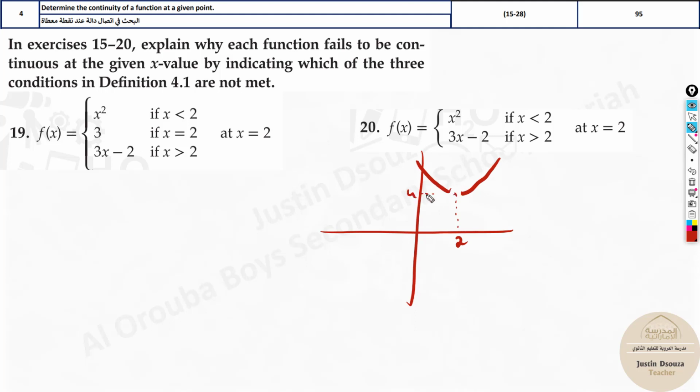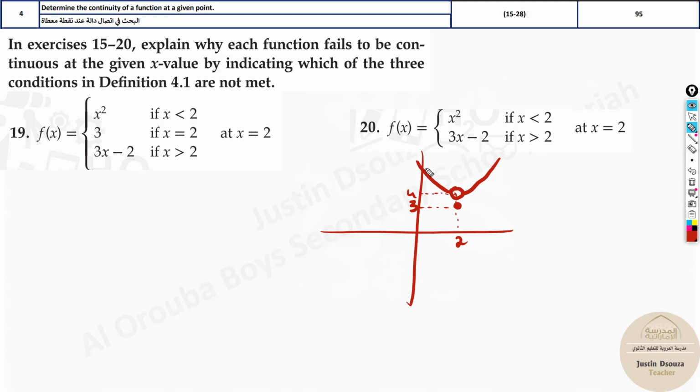Look, this is the value of 4. But exactly when you reach this point x equals 2, there is a hole over here. Why? Because the point of x equals 2 is at 3. This is the answer. There's a jump. So this is what this particular graph would mean.